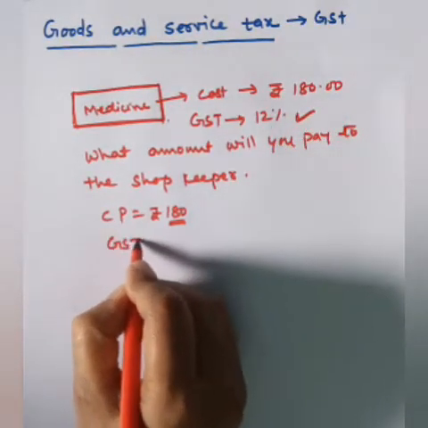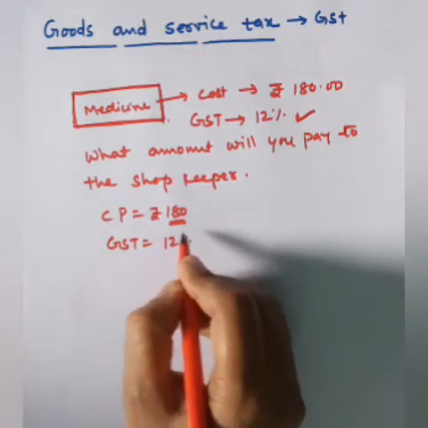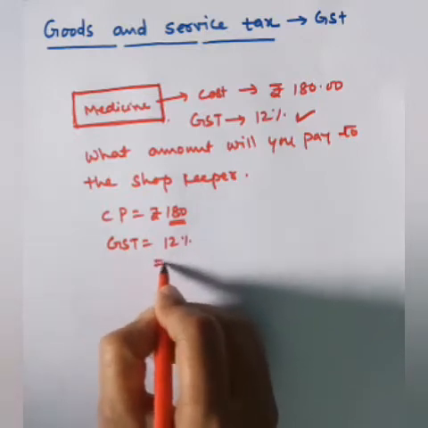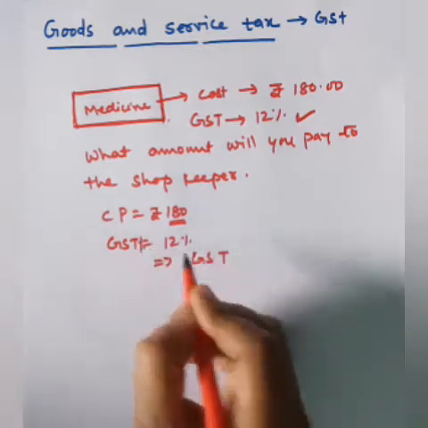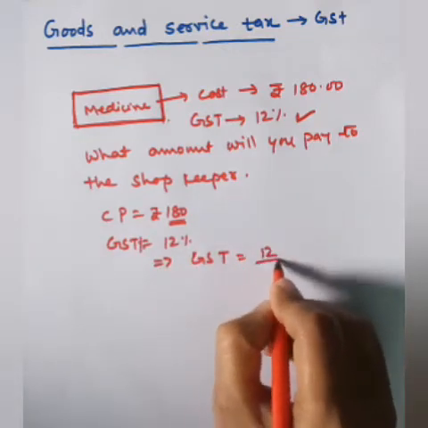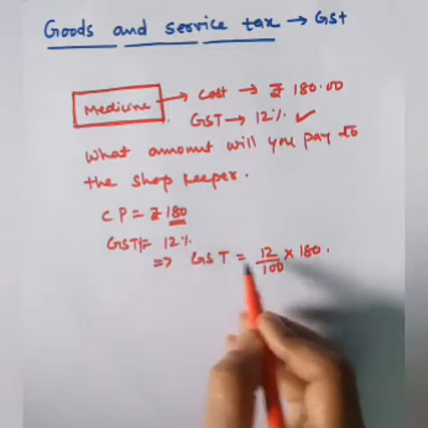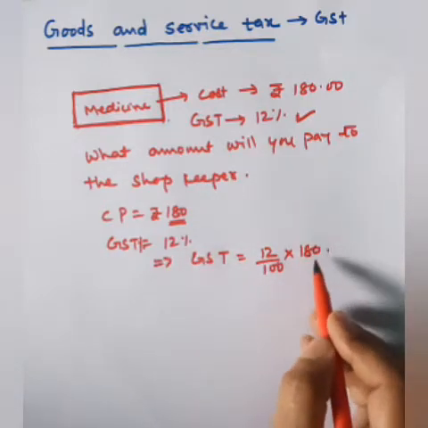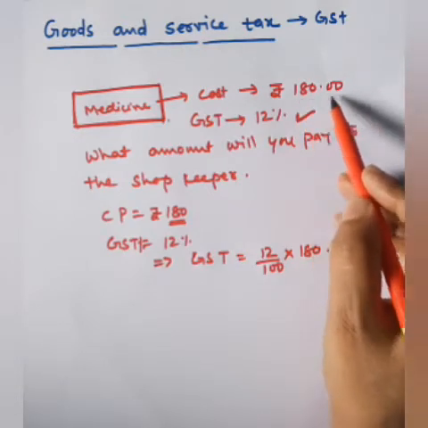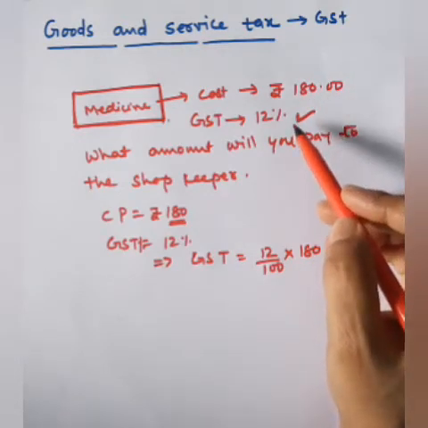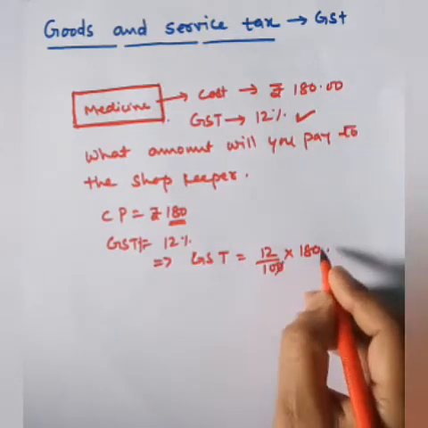Now GST is 12%. That means GST will be equal to 12 by 100 into 180. This percentage is being charged on the amount to be paid as cost price. So if the cost is given as 180, then you have to pay an extra amount of 12% of 180 as GST.